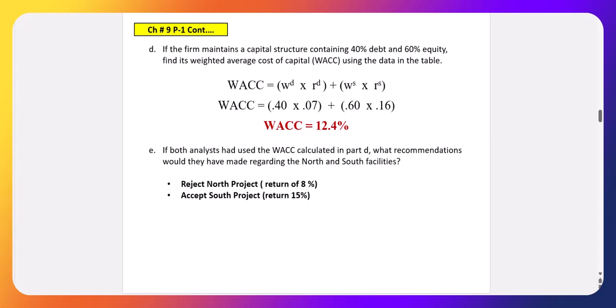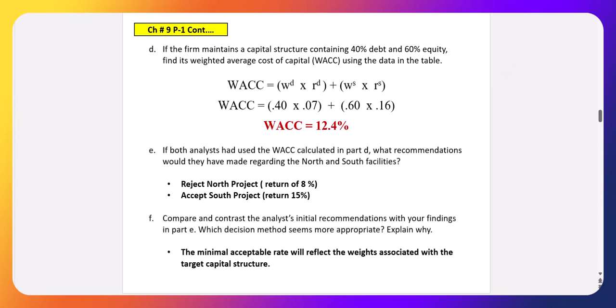Taking things into consideration, if we have a weighted average cost of capital of 12.4%, then really we should reject the North project and accept the South project with a return of 15%. The reason we reject the North project is that the return is less than the weighted average cost of capital. Finally, we can conclude the minimal acceptable rate will reflect the weights associated with the target capital structure. And again, using the weighted average cost of capital of 12.4%, we will accept the project in the South.